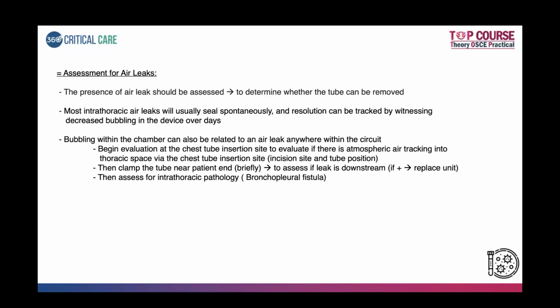You need to go in a stepwise approach. You need to isolate where the exact source of the leak is because it can be downstream also. What they say is you begin evaluation at the chest tube insertion site to evaluate if there is atmospheric air tracking into the thoracic space via the chest tube insertion site, that is the incision site or the tube position. Then clamp the tube near the patient briefly to assess if the leak is downstream, that is from outside of the patient. If it is so, then you need to replace the unit. And once all these are ruled out, then you look for any intrathoracic pathology, like a bronchopleural fistula.